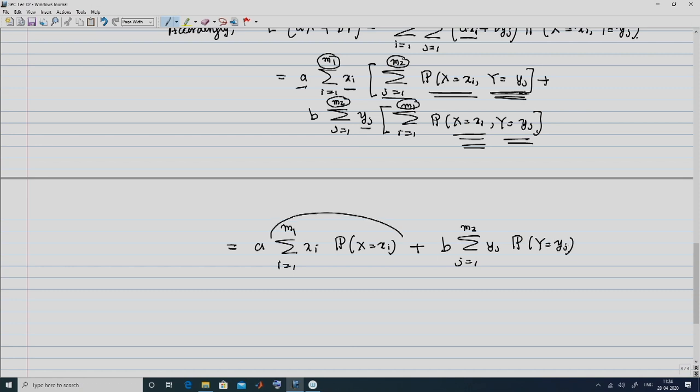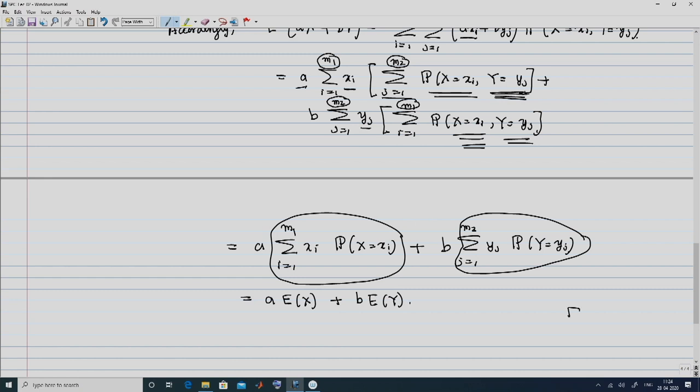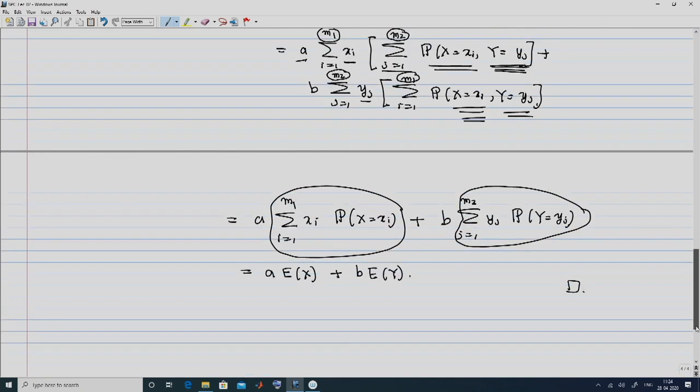So, now observe carefully this term here. This is nothing but, by definition, the expectation of x. So we obtained A times E of x, and this term by definition is the expectation of y. So I have B times the expectation of y. So, this completes the proof for the linearity of expectation.